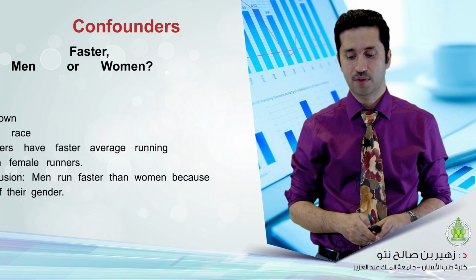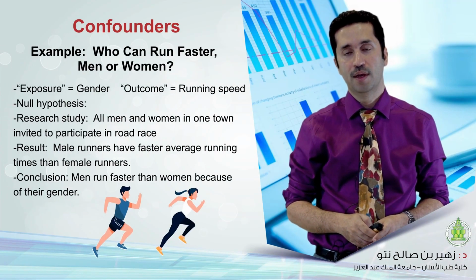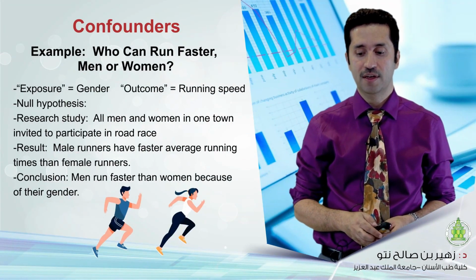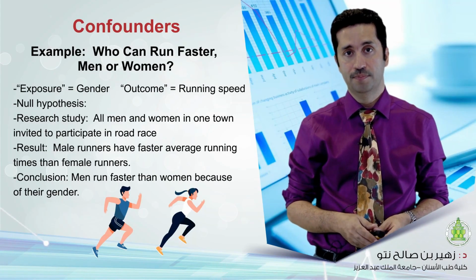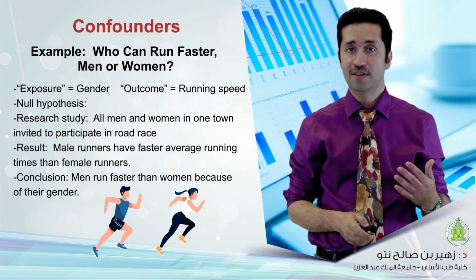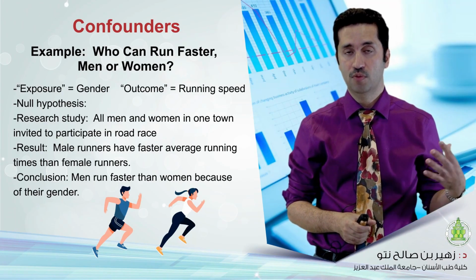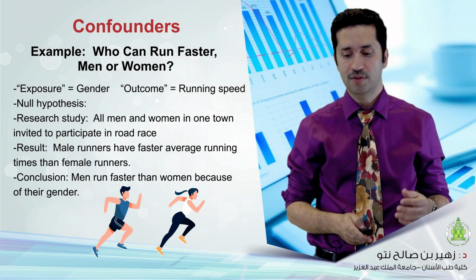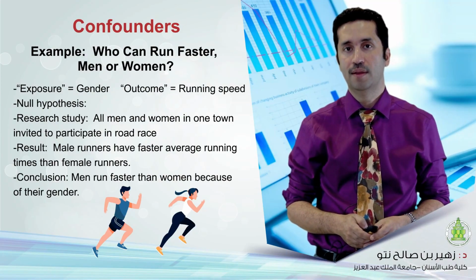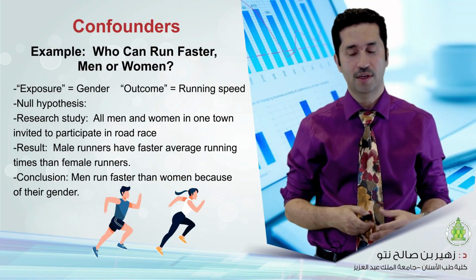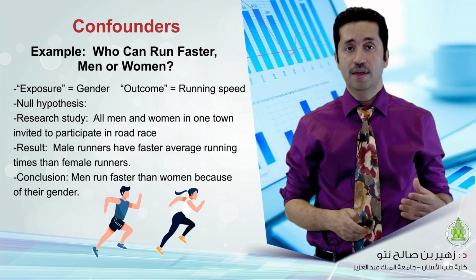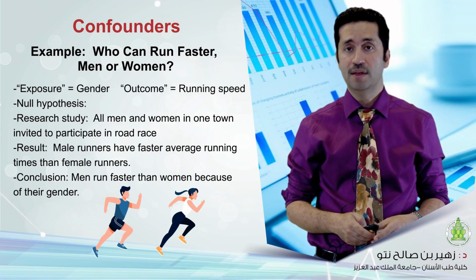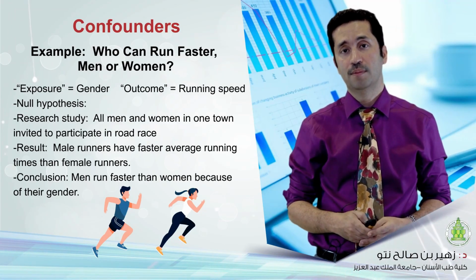Let's take this example. If we wanted to conduct a comparative study to determine who is faster, men or women. In this case, the causal variable would be gender and the outcome would be speed. If we wanted to conduct this study, the hypothesis would be that men's speed is equal to women's speed. But in the end, the results showed that men in general were faster than women.